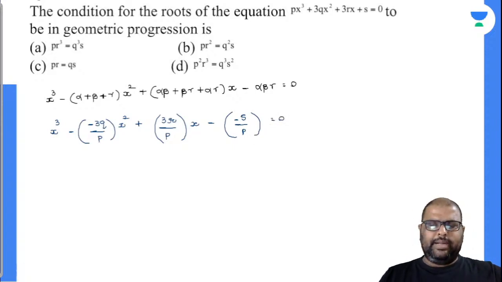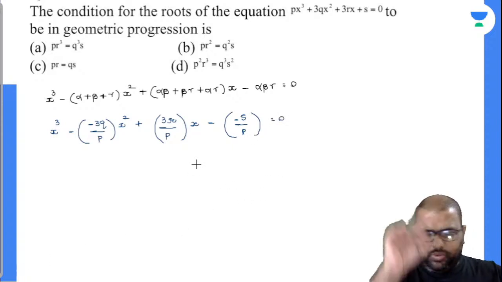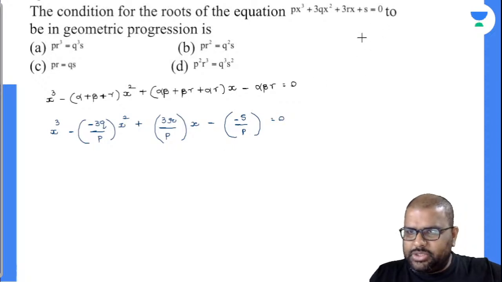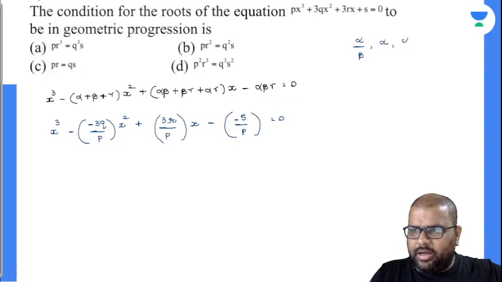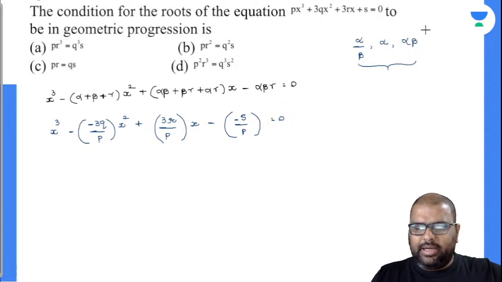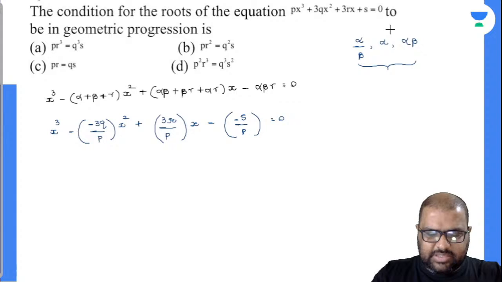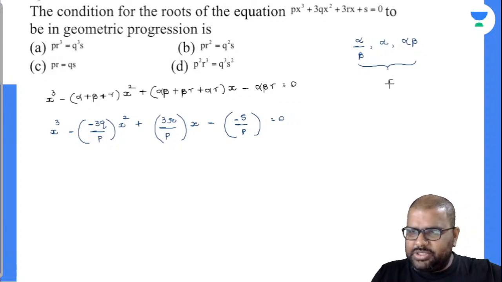They are in geometric progression, it seems, so already you know there are 3 roots, so can I take my geometric progression like this? Alpha by beta, comma, alpha, into alpha into beta. If I take my roots in this format, they will be in geometric progression. Alpha by beta into alpha beta, right? Beta will get cancelled. Alpha square, root of alpha square will be alpha. Yes, they are in geometric progression, GP.